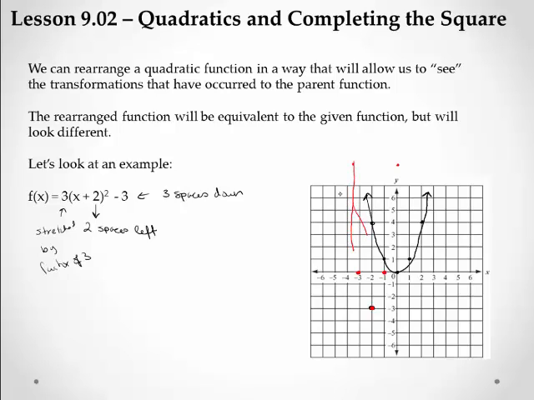And our quadratic is going to be skinnier, moved over 2 spaces and down 3. So this vertex form gives us a lot of information where a traditional quadratic formula may not give us that much information.